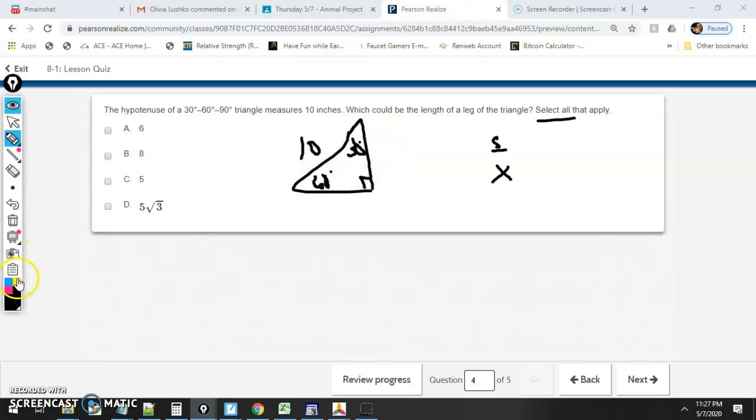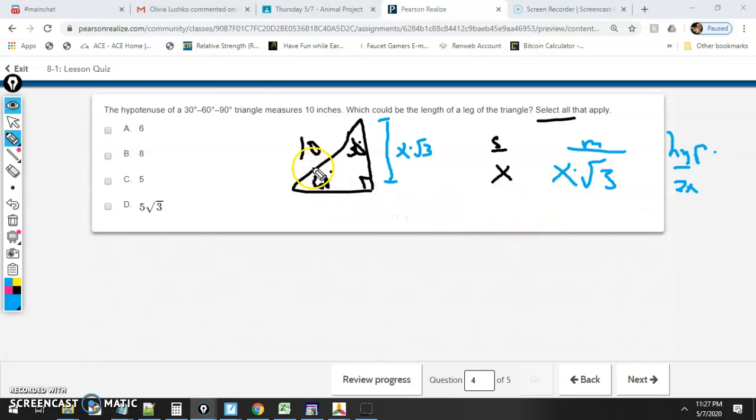So this side right here is the medium side, okay? This one is X times the square root of 3. And the hypotenuse is double what X is, all right? So there you go. Got to remember this relationship for this triangle.